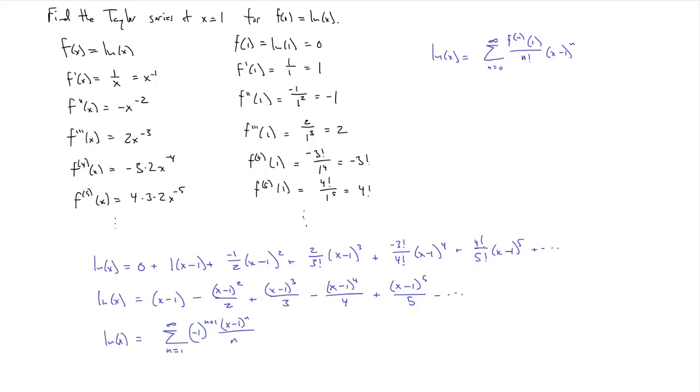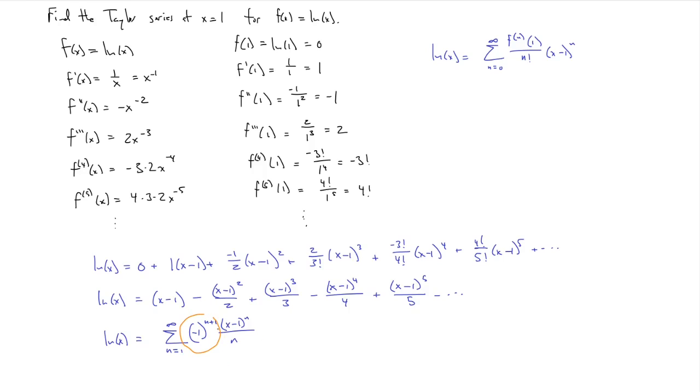And now it's very easy to see the pattern, which lets us write the power series for the natural log of x in summation notation. It's alternating, and the first term is positive. That's why we need this negative 1 to the n plus 1.